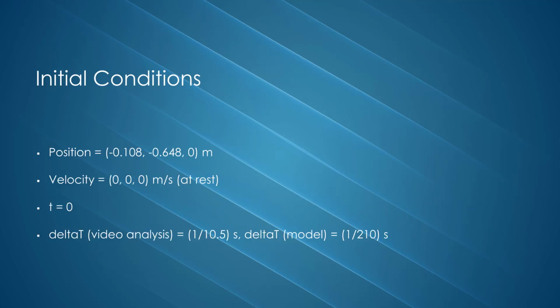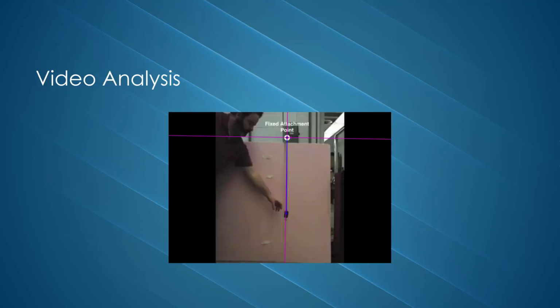Our initial conditions, the positions on the screen, velocity, we're starting at rest, and time equals 0. For our video analysis, we first have to set up a coordinate axis and a reference length. After that, we can go through and manually select all of the points along the object's path.